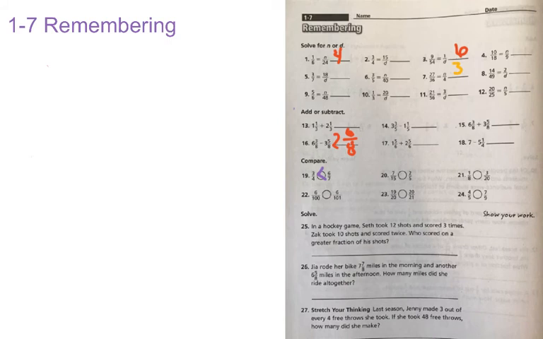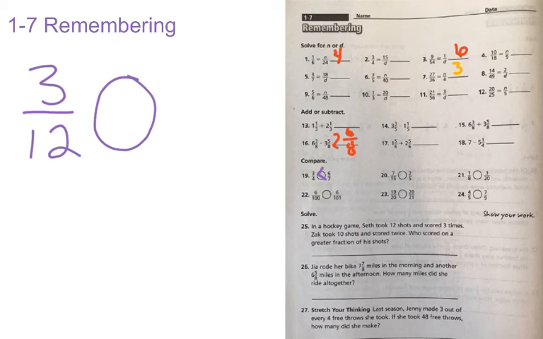And number 25 reads, in a hockey game, Seth took 12 shots and scored 3 times. Zach took 10 shots and scored twice. Who scored on a greater fraction of his shots? Well, in a hockey game, Seth took 12 total shots, so that's going to be our denominator. So Seth took 12 total shots. Of those 12 total shots, the numerator is going to be how many times he scored, which is 3. So Seth was successful 3 out of 12 times. Now we're going to see Zach took 10 total shots, and he was successful twice, so that's 2 times. And I need to compare 3/12 to 2/10.